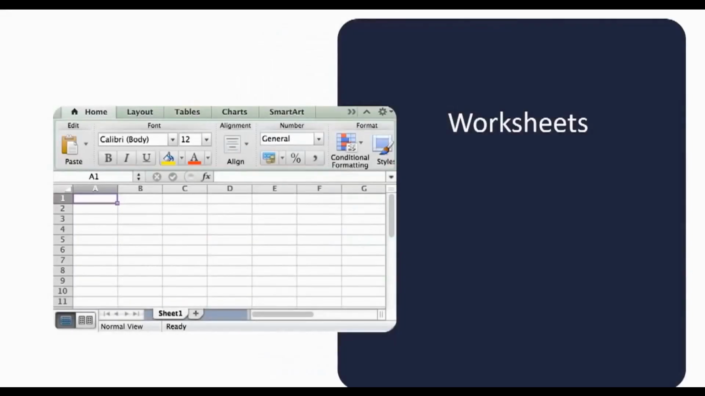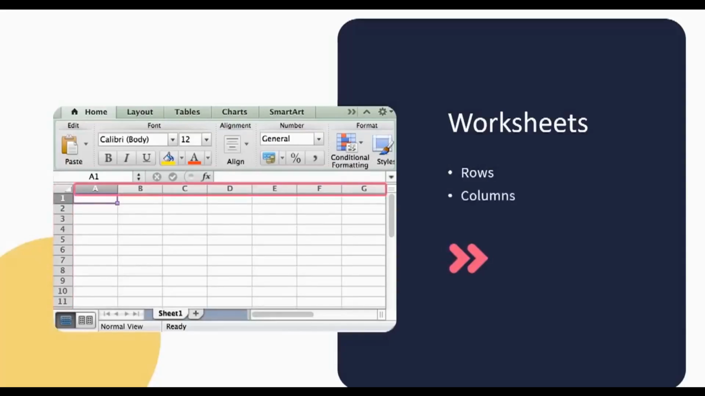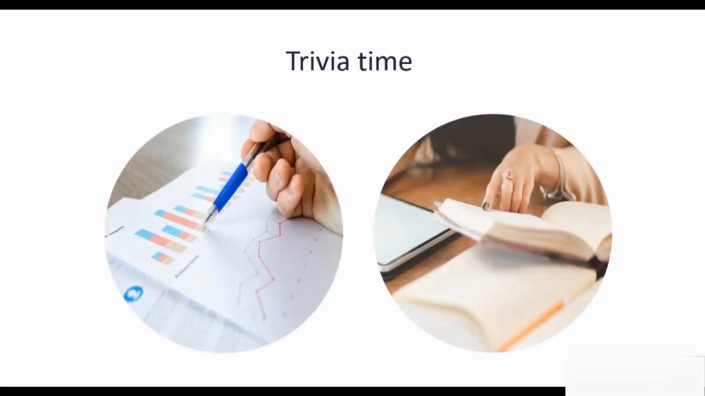Something more specific to Excel are the worksheets. Worksheets are the backbone of Excel and are made up of rows, indicated by numbers, and columns, indicated by letters, and all the little blocks in between are known as cells, which is where we're going to enter and organize our data. Let's take a moment to process that information.